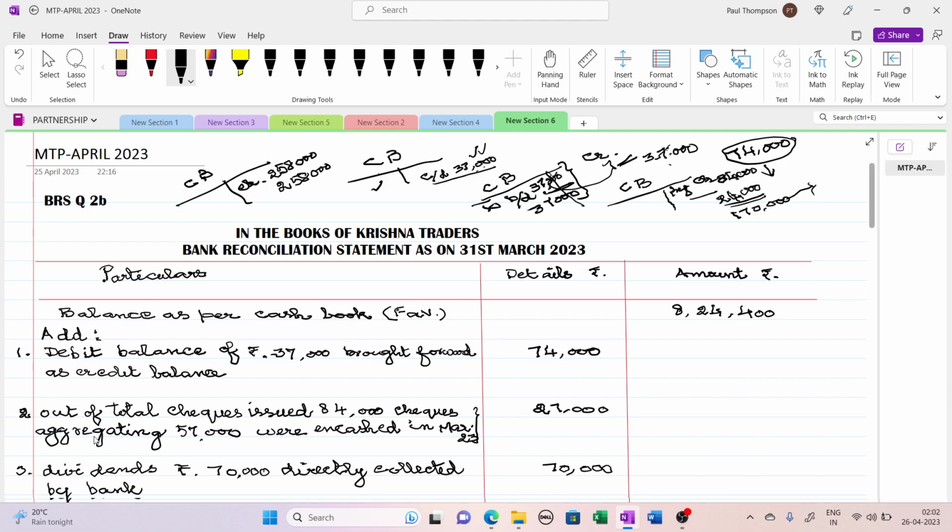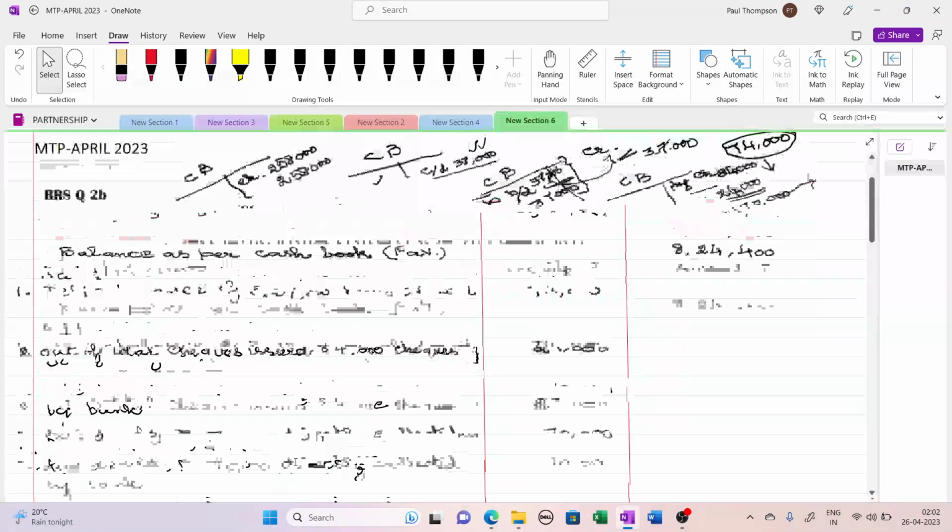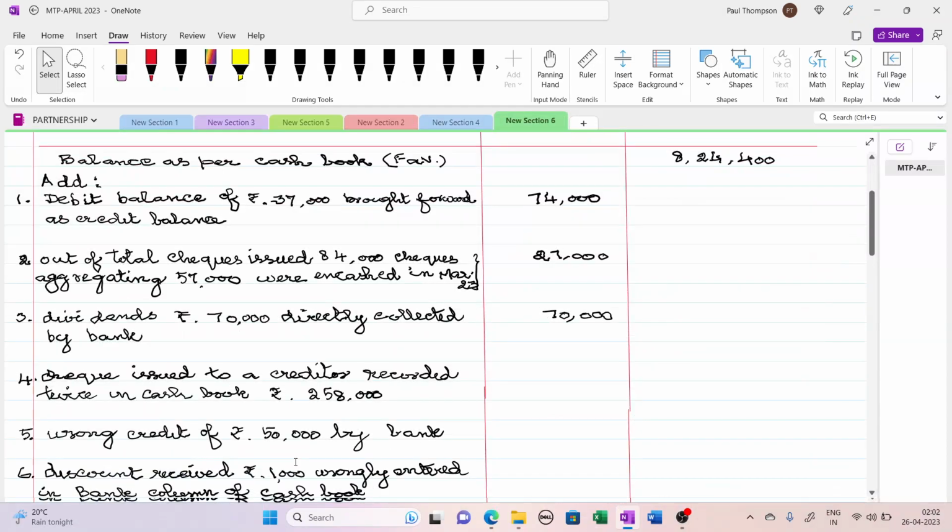The second time was my mistake, which reduced my balance in the cash book, whereas this would not have reduced it in the bank book. So you have to add that 2,58,000. Hope you are all understanding, because you are all aspiring CA students. You must have that basic knowledge. That's why I am not explaining it again, because I have put many more videos on BRS. You can go to those videos if you still are not able to understand it. Next one is the seventh entry.